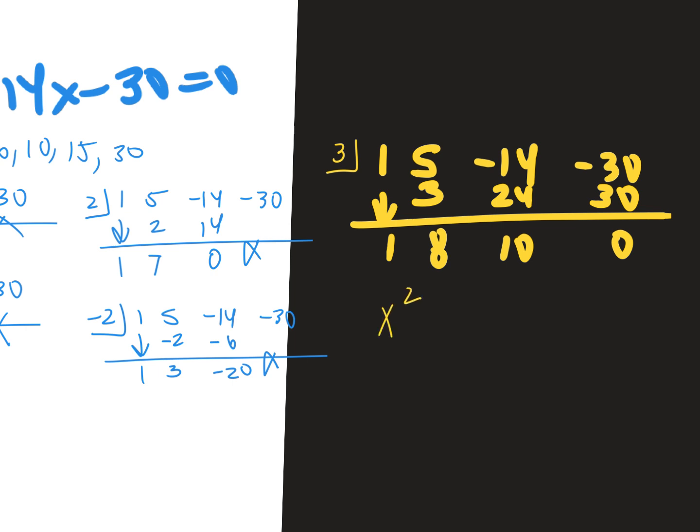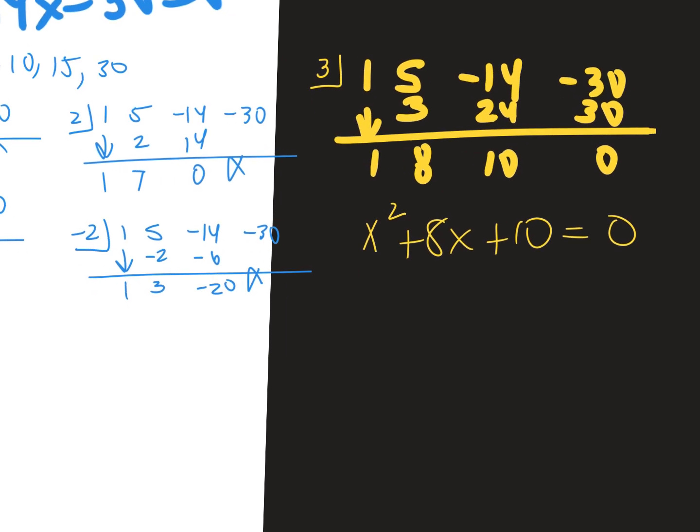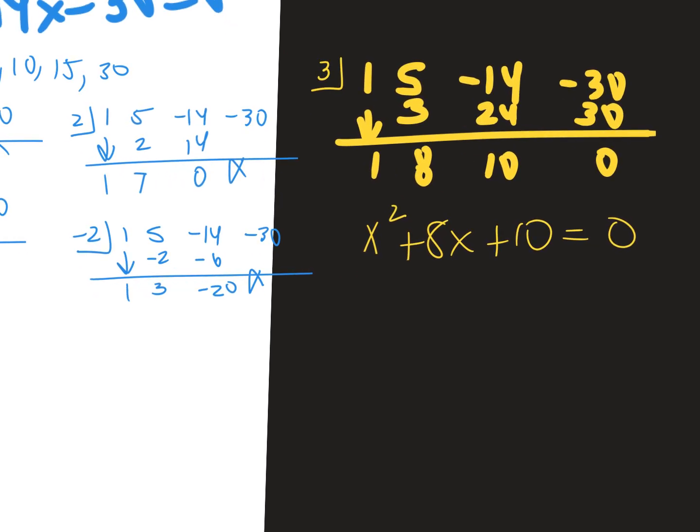X squared plus 8x plus 10 equals 0. And we hope that this does what? Factor. Does it? No. Are there factors of 10 that are going to multiply to give you 10 and add to give you 8? Some of you are sitting here like, are you serious? Are you really going to make us do this on a test or a quiz? I don't know for sure. I haven't worked them all out. But you need to understand the process.